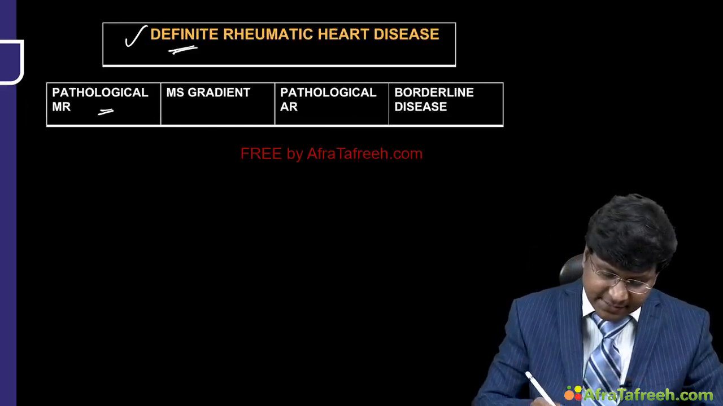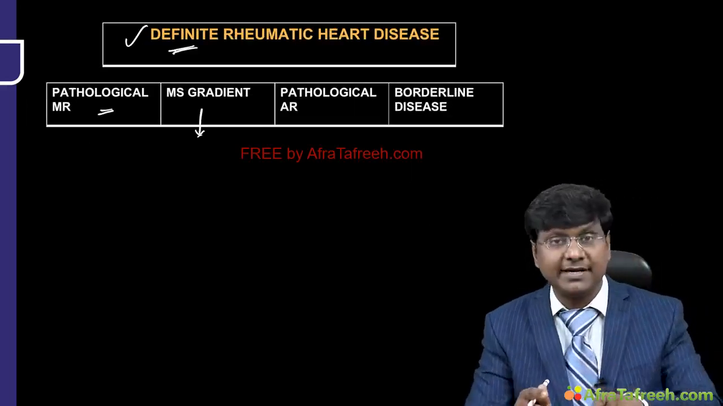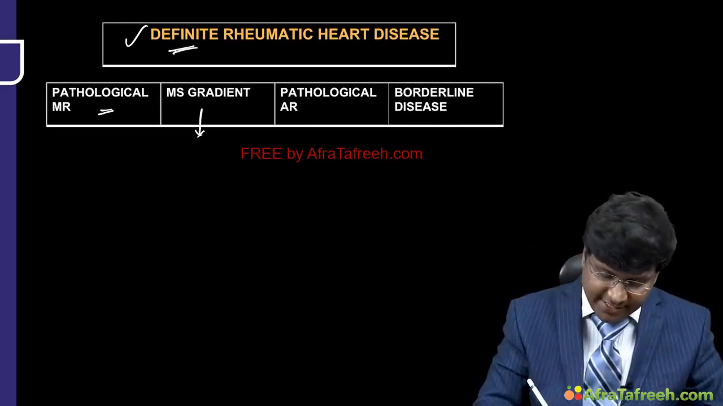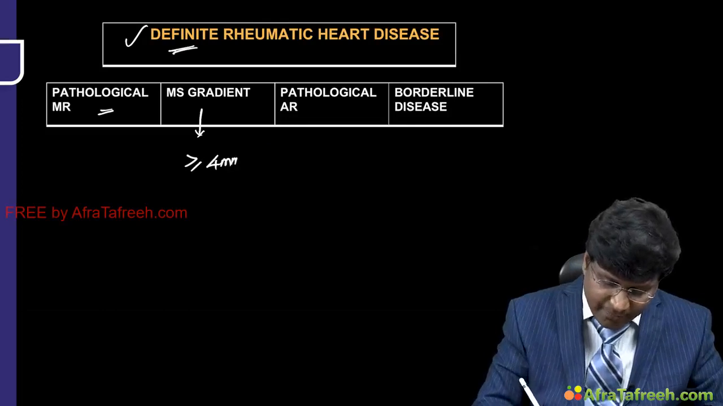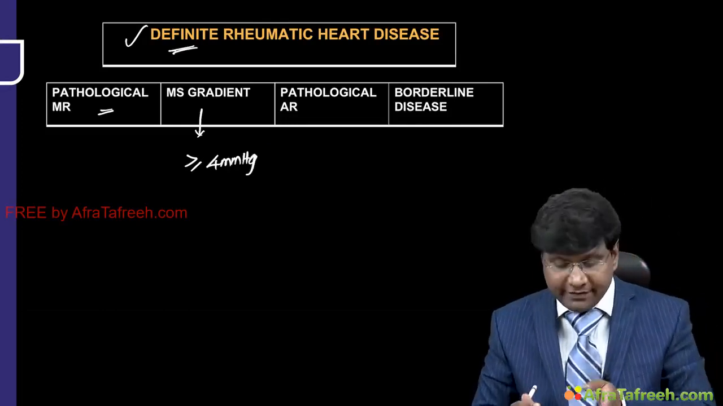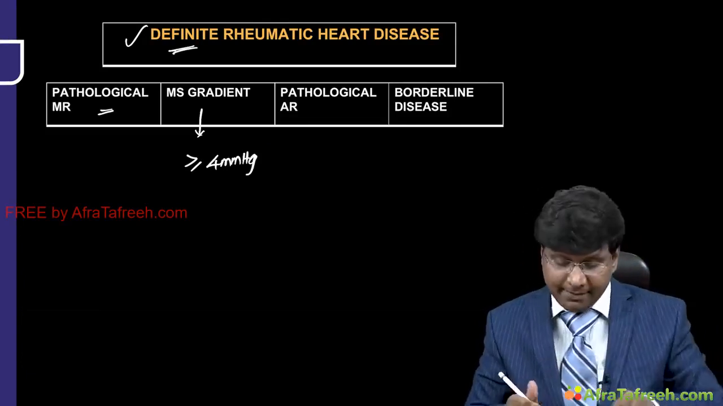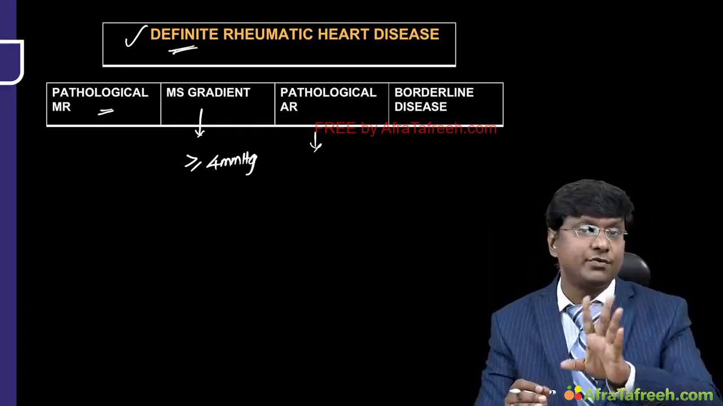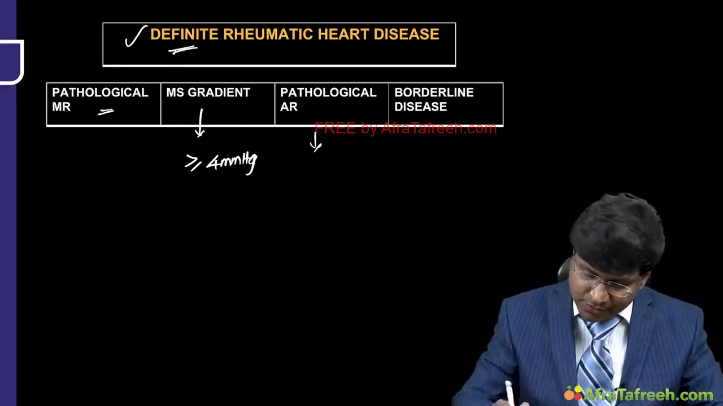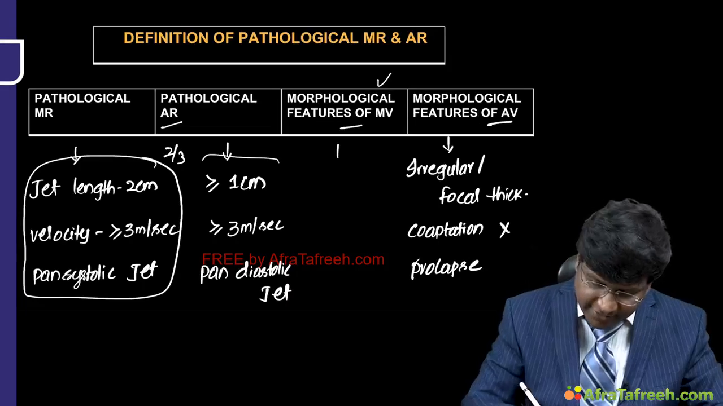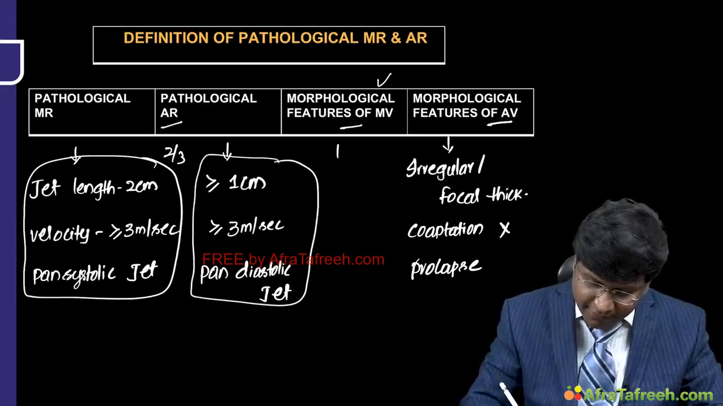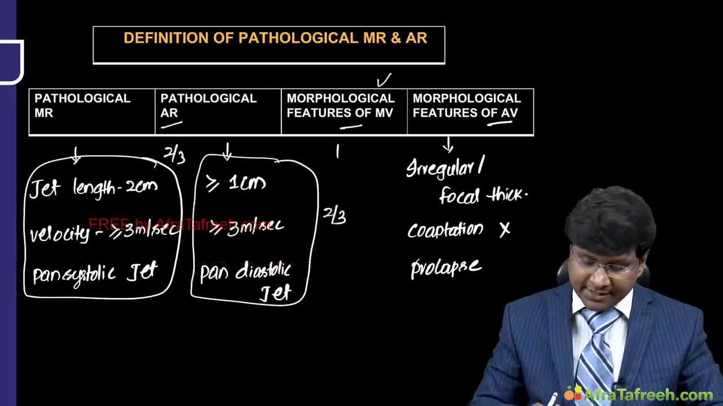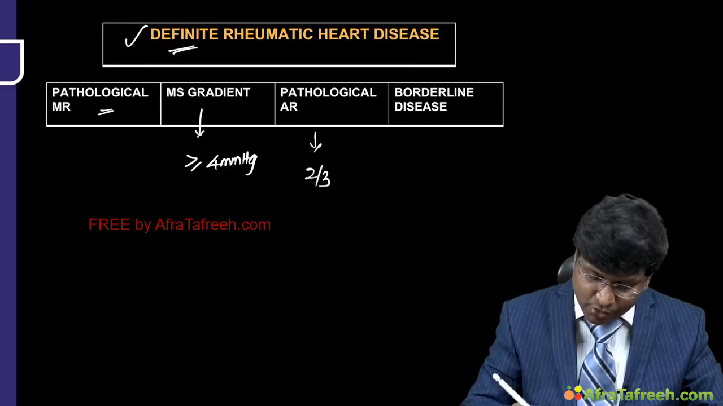Then next is the gradient. If it is mitral stenosis, the gradient across the LA and LV should be more than or equal to 4 millimeters of mercury. Then when will you call pathological AR? Pathological AR and at least 2 morphological features of rheumatic heart disease should be there. We have totally 3 features of pathological AR. Out of these 3 features, at least 2 should be there to call it definite rheumatic heart disease. So 2 out of 3.